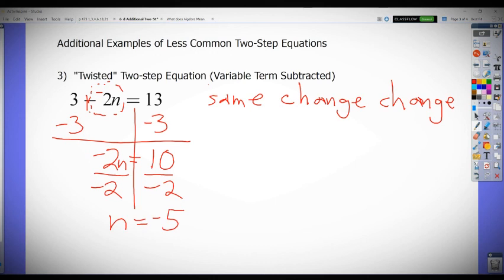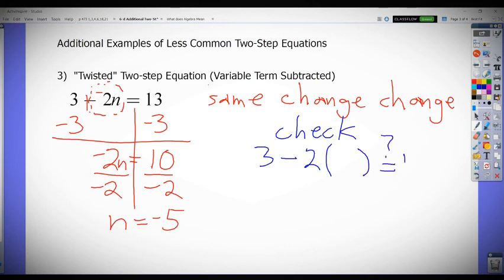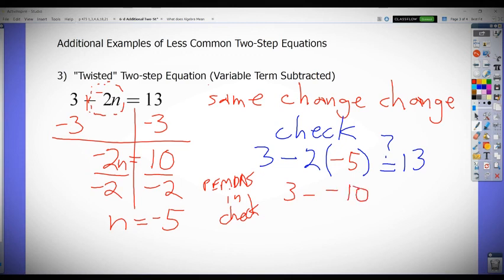Okay, so I think that's my solution. Let's go ahead and do the check here to see if I did it correctly. So we'll start with the original equation, 3 minus 2 times n might equal 13. Notice I didn't put the n in there. Instead, I'm going to substitute in my solution, which I think is negative 5. And I'm going to use the order of operations again, PEMDAS. Use the order of operations in the check, always. And so that means 2 times negative 5 goes first, so that's 3 minus negative 10. And 3 minus negative 10 is 13.